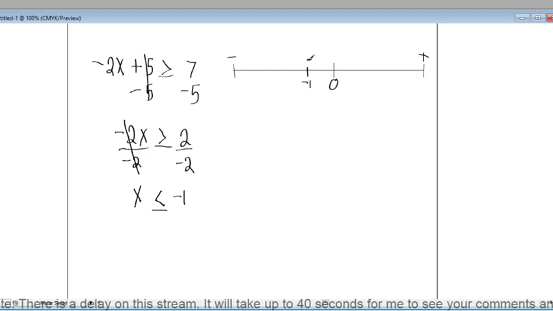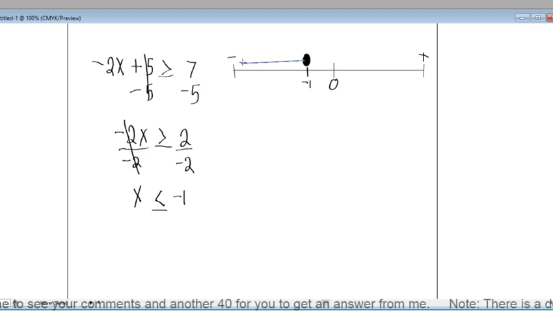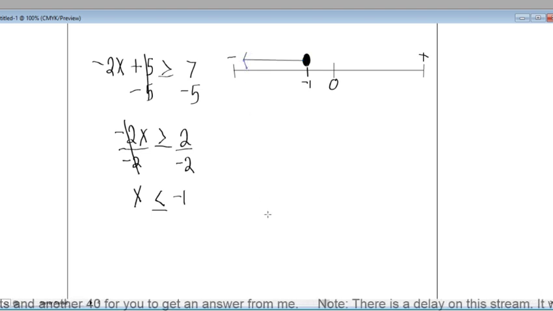That means I need to use a solid point. Equal to means I use a solid point. And then all of my solutions: x must be smaller than negative 1. So we need to have all the numbers that are smaller than negative 1. So it's all of these numbers here.